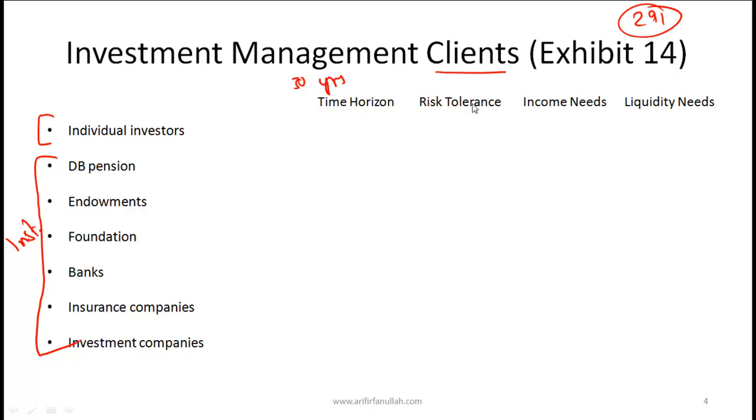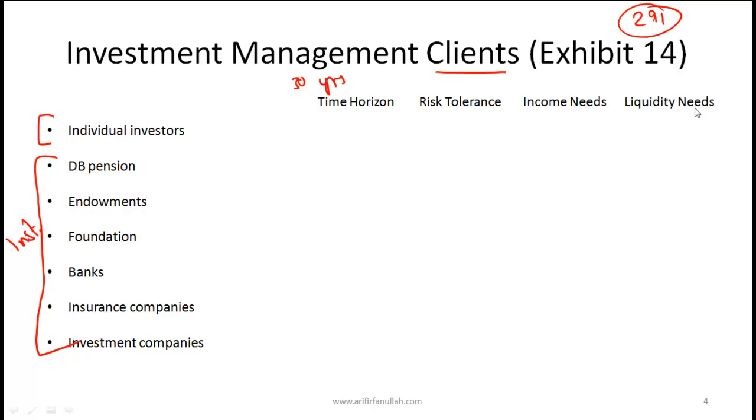Income needs, this means how much income is needed from the investment. So an investment, again, for the person who's just retiring, once he retires, his investment will be needed to generate an income from which he can live. So from his investment, the income need will be high. On the other hand, the young person who is simply saving money will have a relatively low or possibly no income need from his investment because he has a decent enough salary.